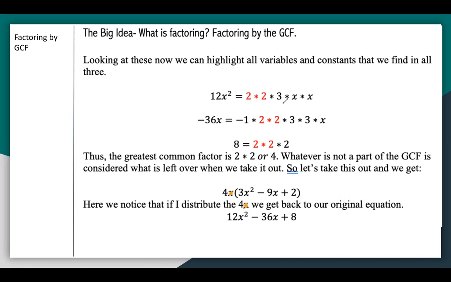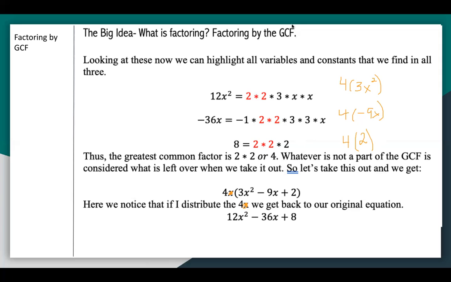So taking out this 4, what's left of the first term then? If I take out this 4, what's left is this 3 times x times x, or 3x squared. So 12x squared is 4 times 3x squared. Negative 36x is 4 times negative 9x. And 8 is 4 times 2. And well, if they all have it in common, let's take it out and multiply 4 by 3x squared minus 9x plus 2.